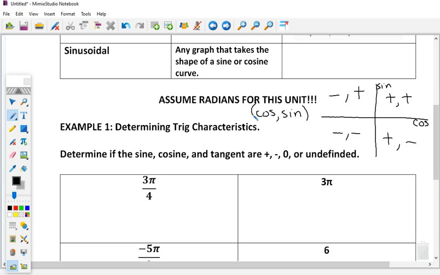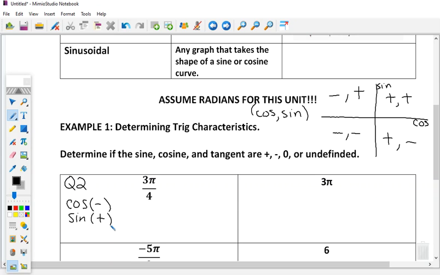Yeah. It is? Yeah. Which quadrant does that fall in? So I'm just going to make a note up here and say, oh, this is a nice one. This falls in quadrant number 2. So by quadrant number 2, what must the cosine value be? How about my sine value? Positive.